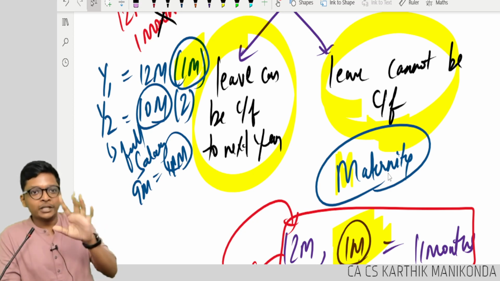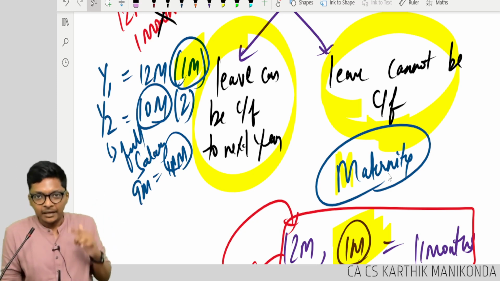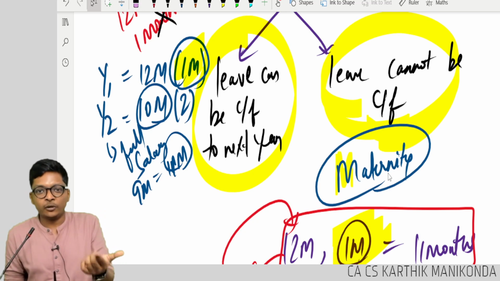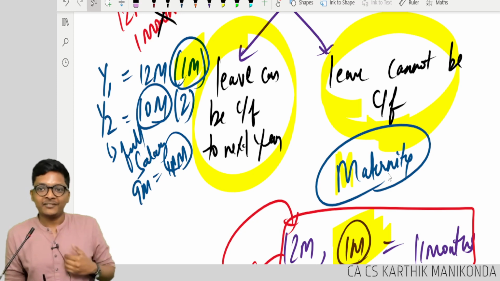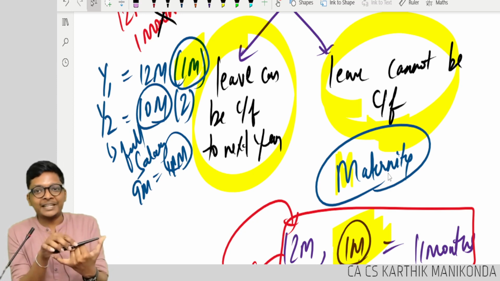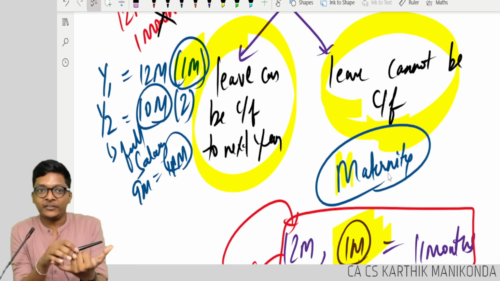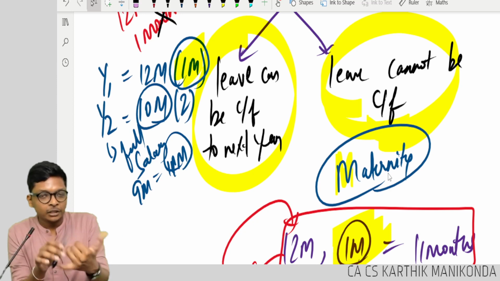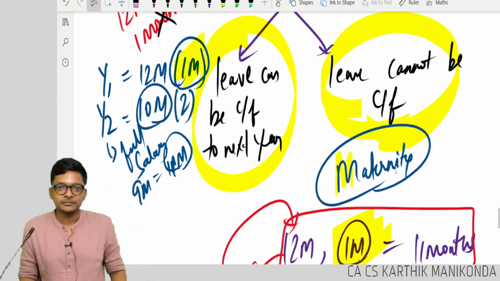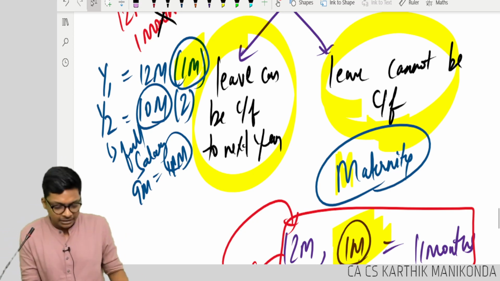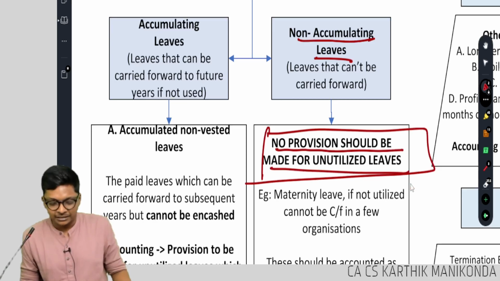When it's available and you didn't use it, now you can't carry it forward. Classic example of a leave which cannot be carried forward. As a company, I will actually be happy. Why? You had a chance to take leave for 1 year. If you had taken the leave, I should have paid you for 1 year for free. But you didn't take the leave, you worked, I paid you, so I need not do any accounting for this. Are you following, guys? Classic example, no provision should be made for unutilized leaves.